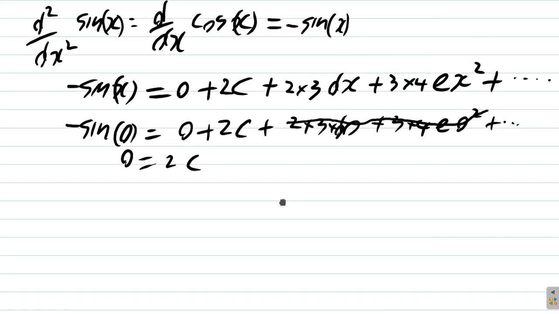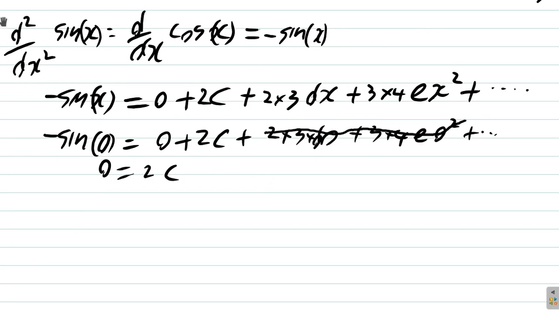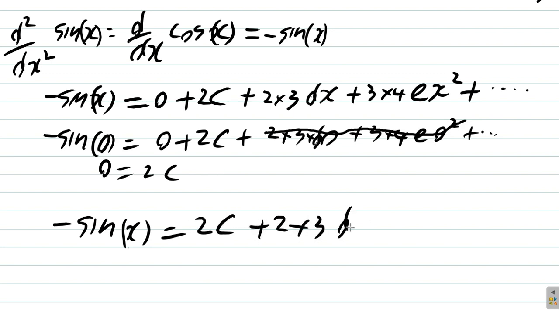Next we want to figure out what d is. Alright. Now, let's rewrite this. Negative sine x equals, this is 2c plus 2 times 3 dx plus 3 times 4 e x squared plus and so on and so forth.